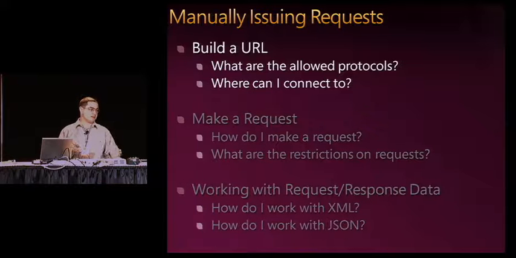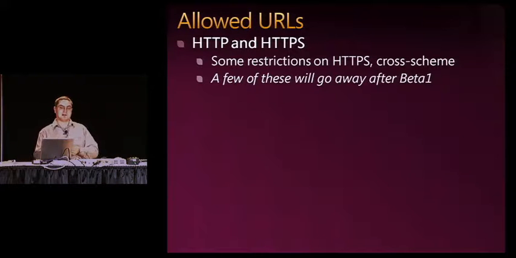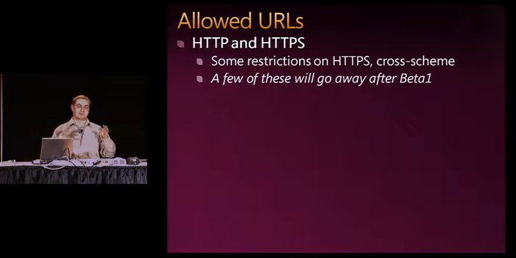And so in terms of where you can connect to, the protocols that you have access to are HTTP and HTTPS. There are some restrictions on HTTPS access and cross-scheme access. A few of them will go away after the beta. For example, there's no cross-domain access to HTTPS resources right now. We'll add that back. But some of those restrictions are there for security reasons, and they're there to stay.